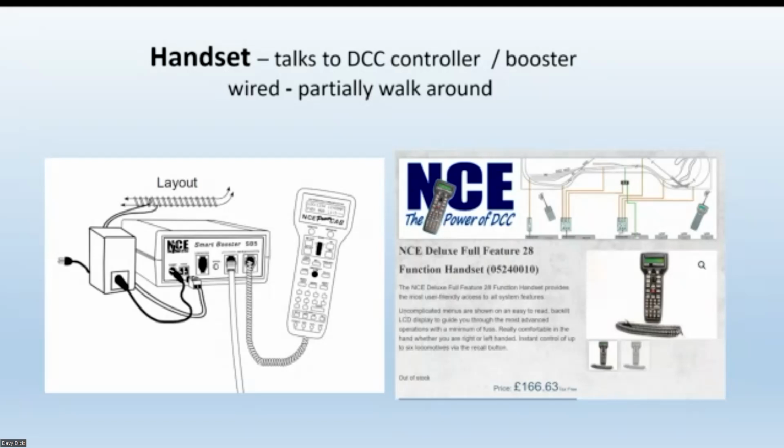If you prefer, you can have the handset I mentioned earlier. The handset connects, generally speaking, to a DCC controller, or in this case, from the NCE into a booster. And you have a hand cable, and that lets you walk around the layout to some extent as far as the cable will take you. So for a larger layout, you can walk around. 166 for the handset, extra when you want the booster, of course.